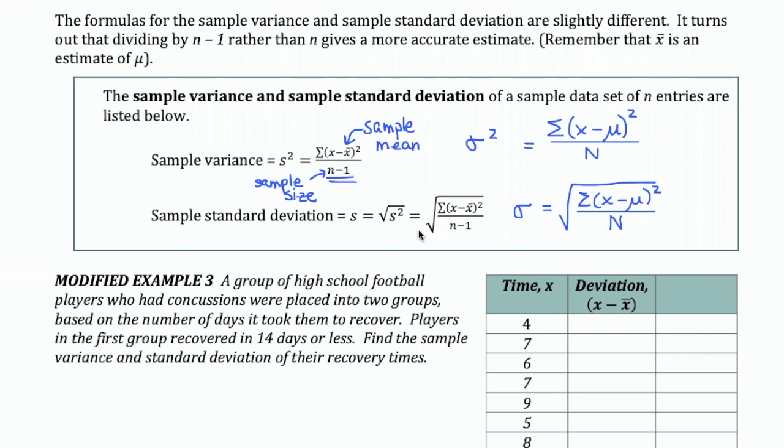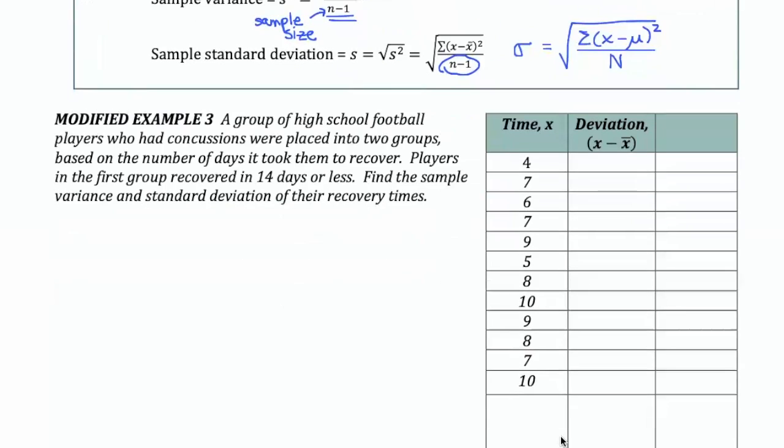Comparing the two versions for standard deviation, again, it's essentially the same formula with the major difference being that we're going to divide by little n-1 instead of capital N. But essentially, you're practicing the same process.